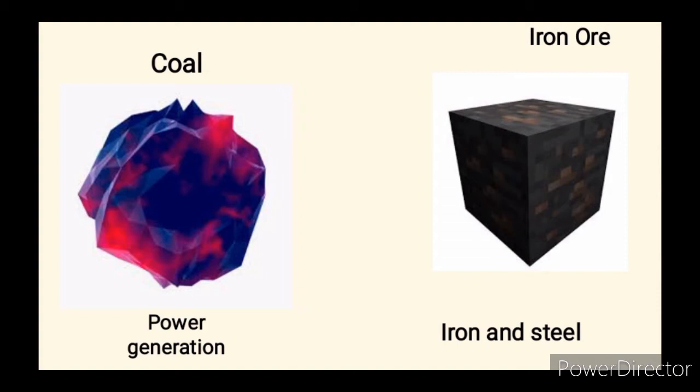And the last mineral resource I'm going to talk about is iron ore. Iron ore is used to make iron and steel, and it can be found in Kogi State of Nigeria. Okay, so those are some of the mineral resources we have in Nigeria, where they can be found and what they can be used for.